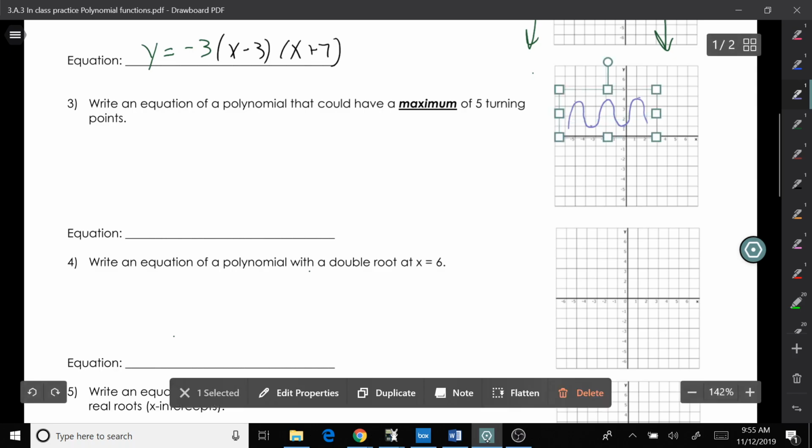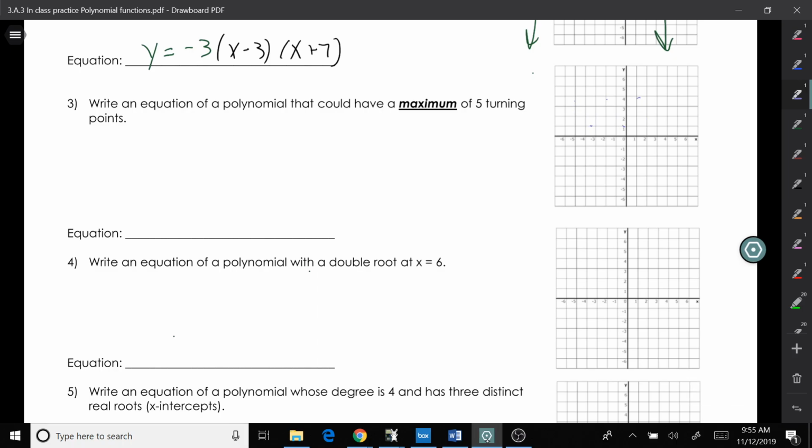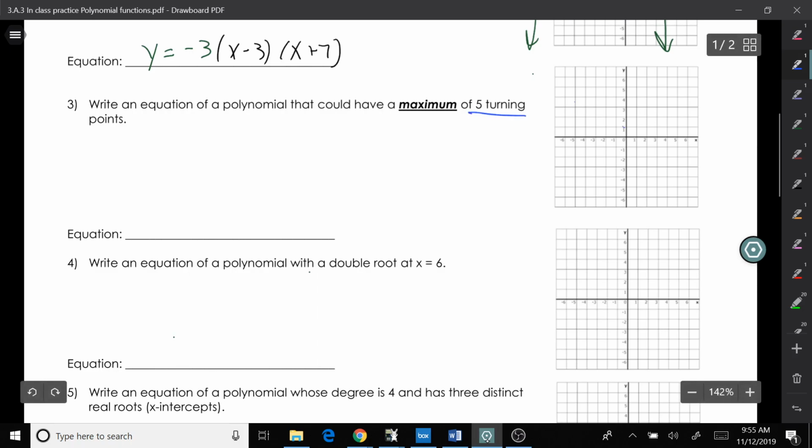Let me erase this. And the other day we talked about how the number of turning points has to be less than or equal to the number of zeros. Honestly, I think the easiest way to do this problem is saying, hey, if we have 5 turning points, then we should make an equation with 6 x-intercepts. What I'm going to do over here is I'm just going to plot 6 x-intercepts randomly.